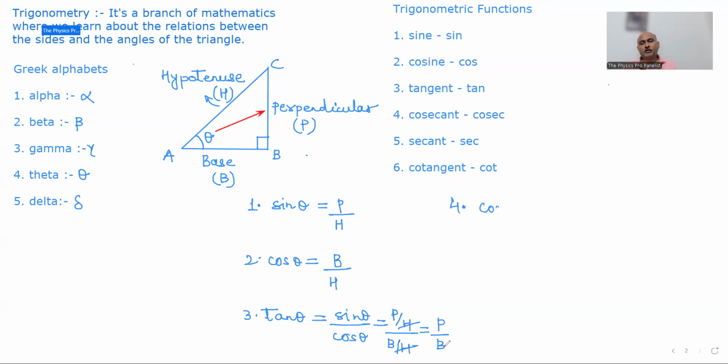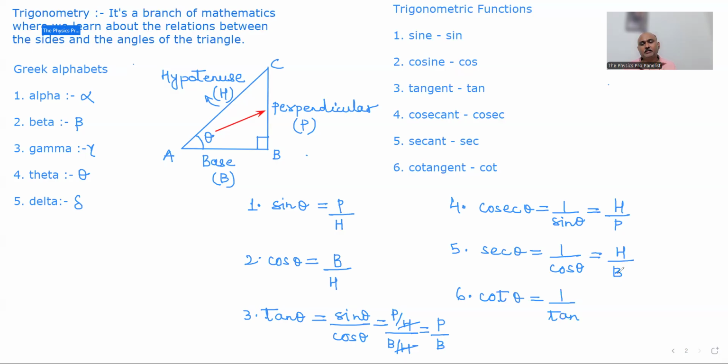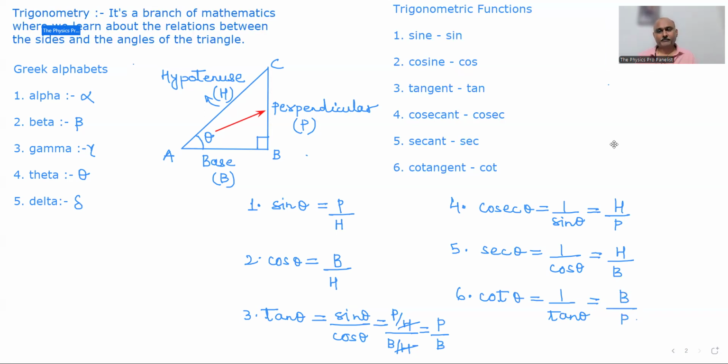Now, fourth one is cosec theta. Cosec theta is 1 over sine theta. So inverse of sine theta, you can say it's H upon P. Fifth is sec theta. It's 1 upon cos theta. That is H upon B. And the last one is cot theta. It is 1 upon tan theta, and this is B upon P. I hope all of you understood this. Yes or no? This is how the values of sine theta, cos theta, tan theta, cosec theta, sec theta, cot theta are given.